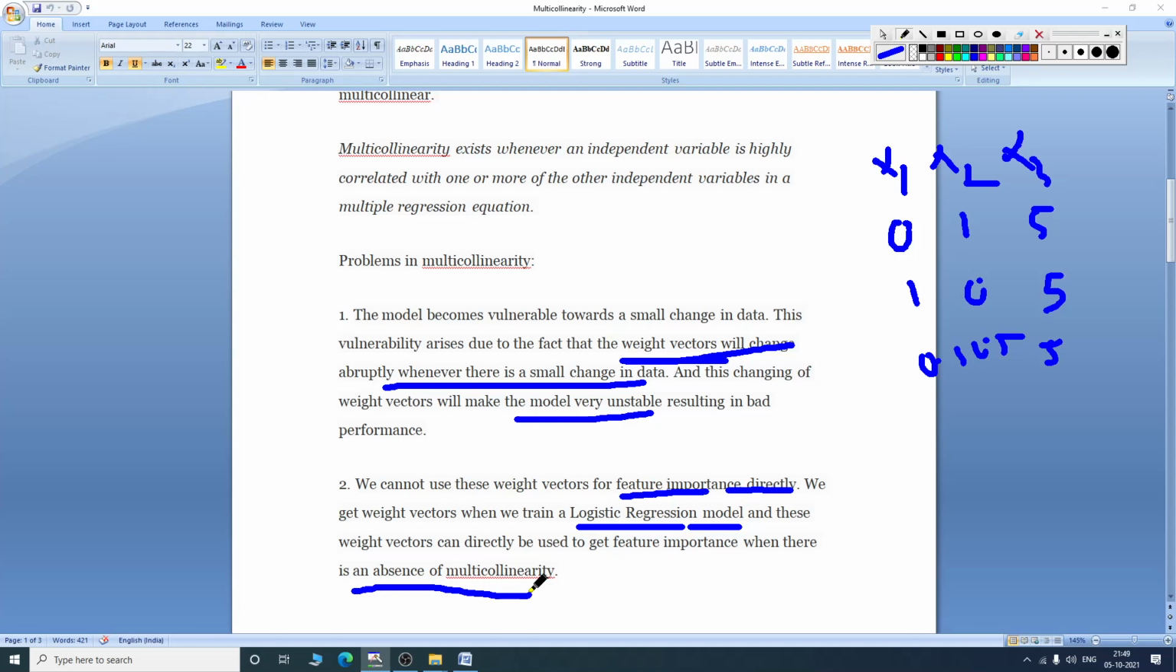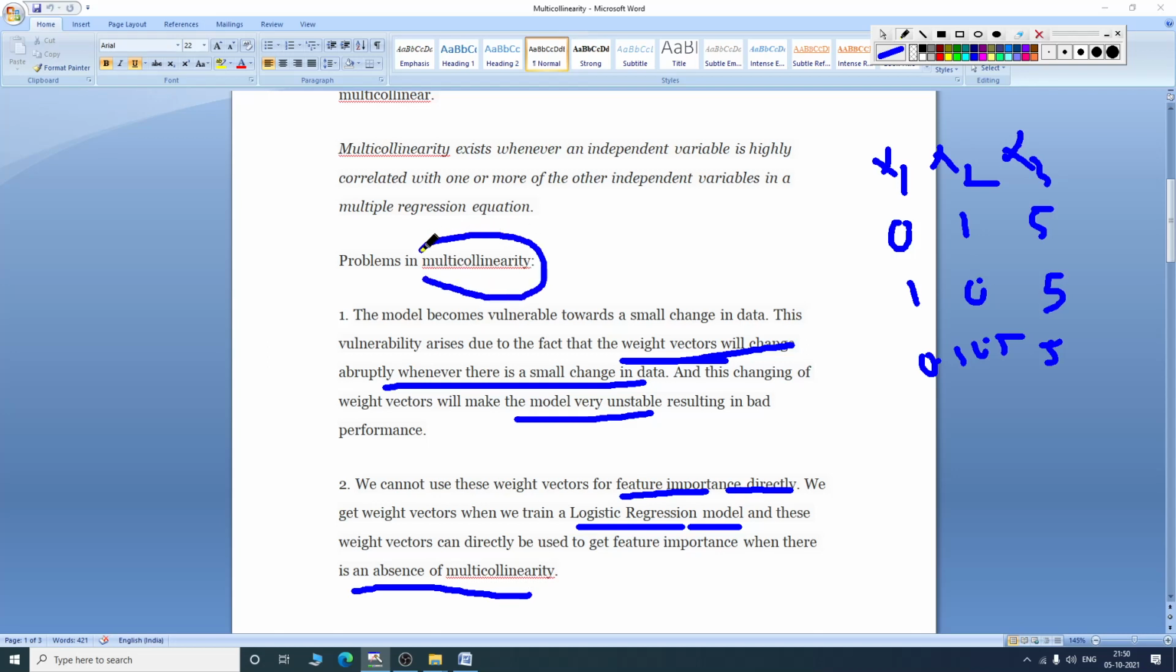Okay, so we cannot efficiently get the weight vectors, as these weight vectors won't be constant, they will keep on varying. So our model also won't work properly, and the output it gives, we can't use it for classification or regression. So multicollinearity is a problem.